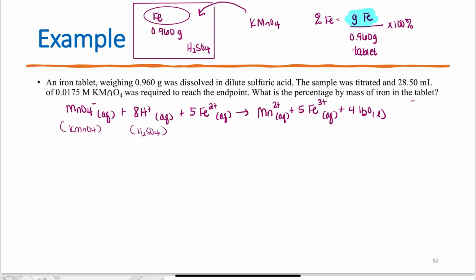All this means is that my K plus is a spectator. My SO4 2 minus is a spectator. I don't care what they're doing because they're not affecting the chemistry that's happening.